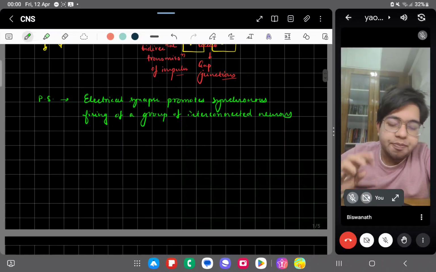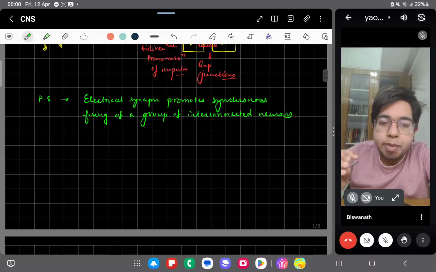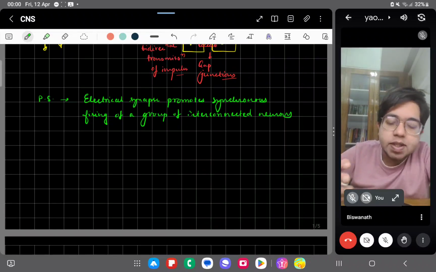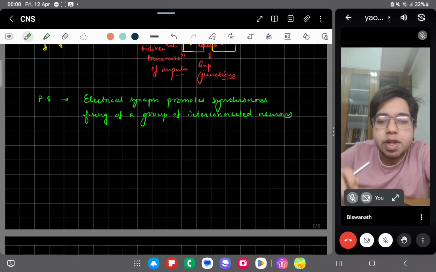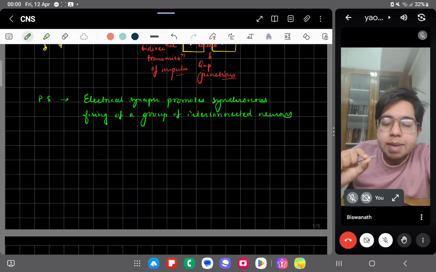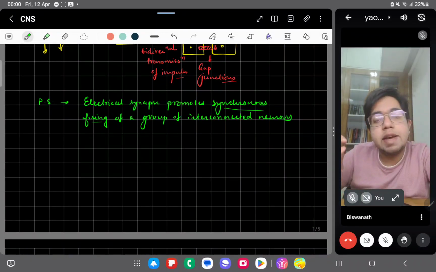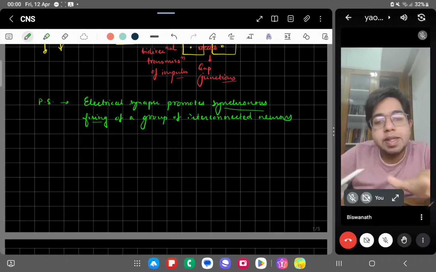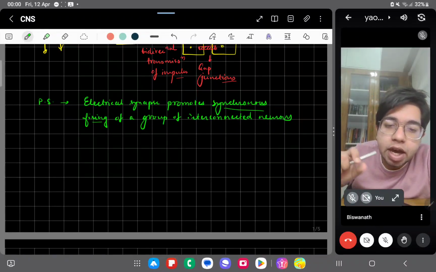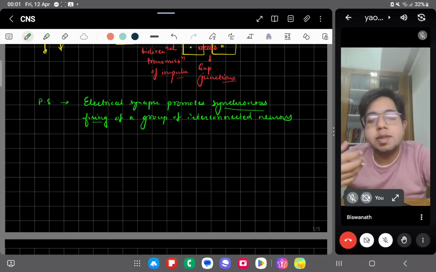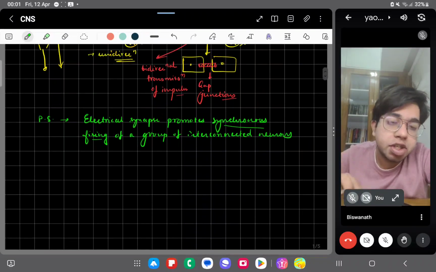So many things are there. So basically, we have memory functions. We correlate many things, so we have interconnected neurons for that. If electrical synapses are present, then it will promote synchronous firing. Like if an impulse is there, it will be synchronized across many neurons, right? So it is basically having a faster conduction than the chemical synapse.